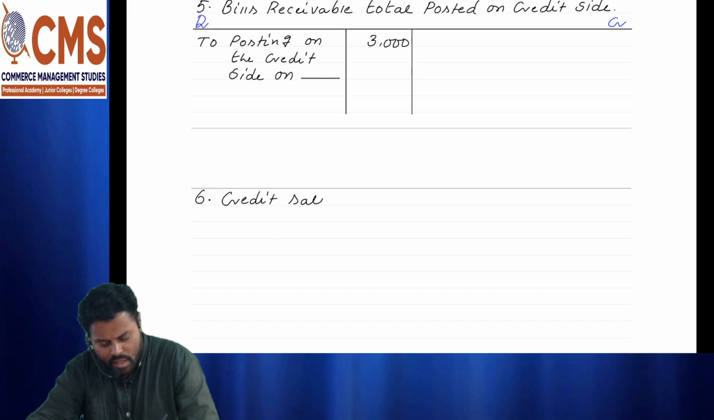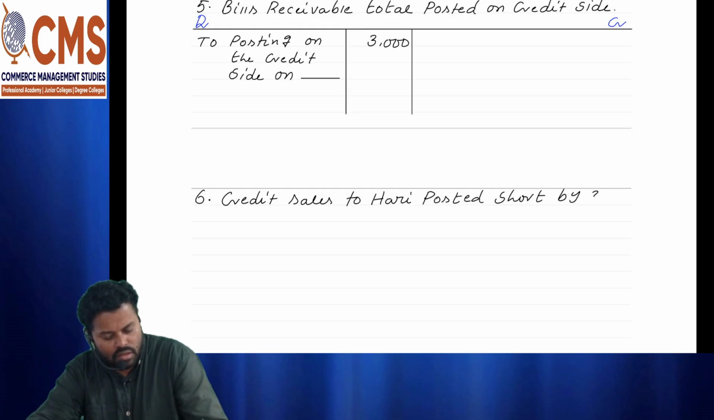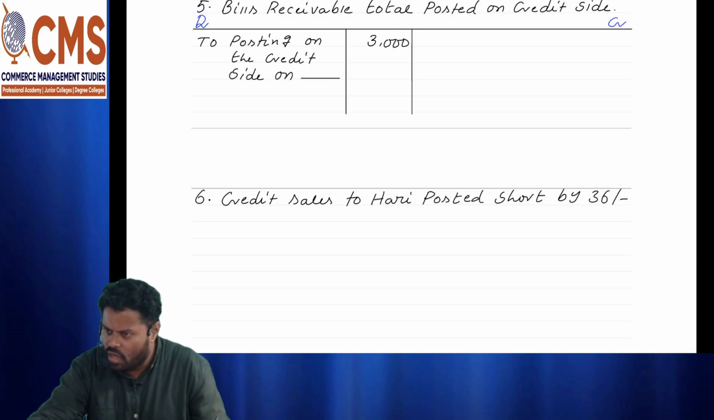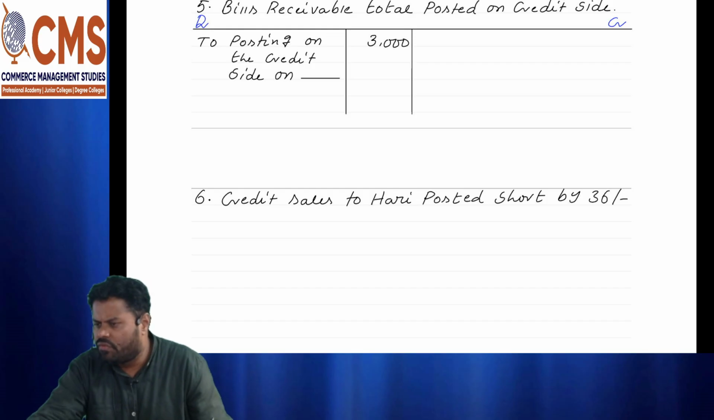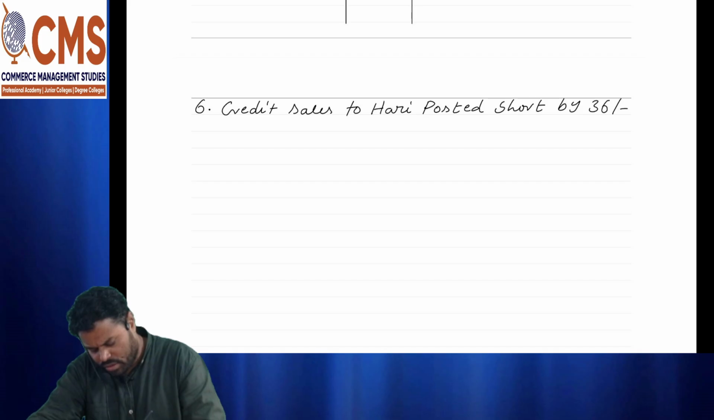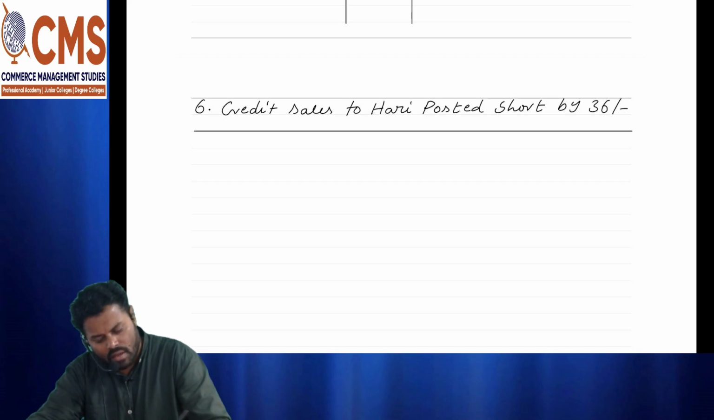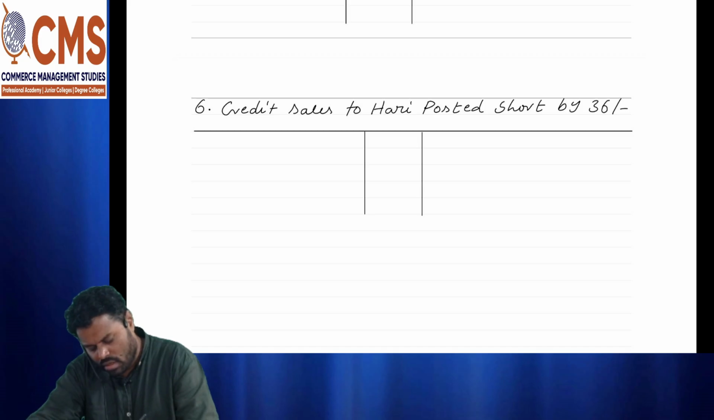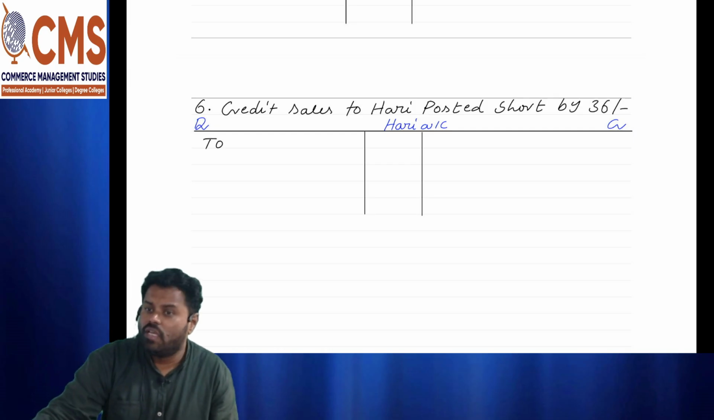Credit sales to Hari. Is it 36 rupees? No? It's 36, right? 151 minus 115, 36 rupees difference. Now, where do we write it? Which account are we rectifying it? Hari account. Obviously, Hari account, being a customer's account, will be having a debit balance. So, debit, credit. Hari account, we'll write on the debit side as 2.